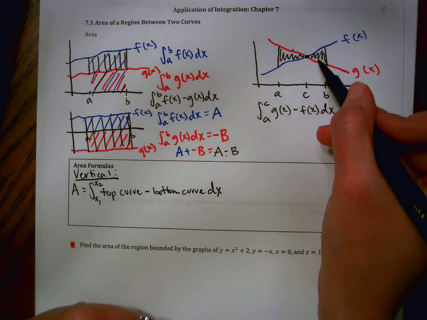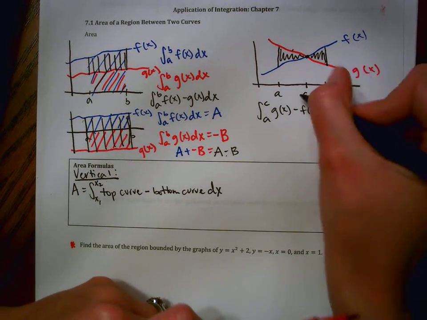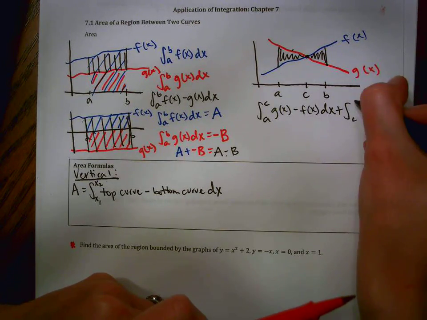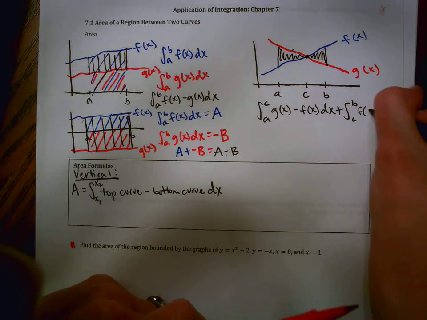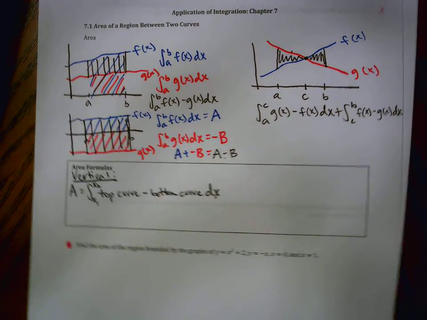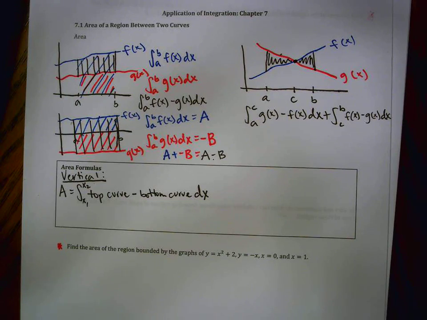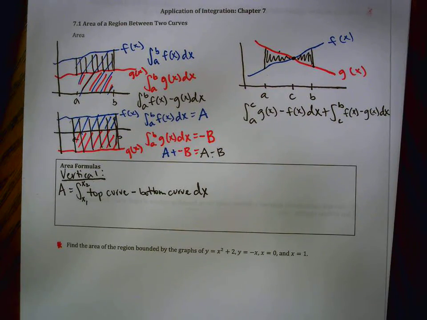And then you would add the second area, right, because we want the total area. And this integral's starting at C and ending at B, but now f of x is the top curve minus g of x is the bottom curve dx. Okay, so you have to be careful when you graph. If it asks the area from A to B, you have to know, is the top always the same function, or is it going to switch? Because if it's going to switch, you've got to set up more than one integral.